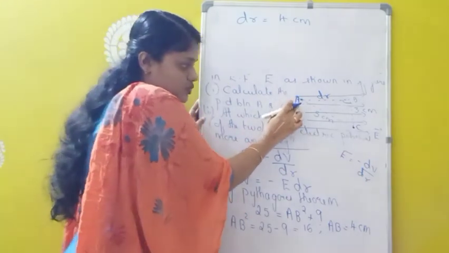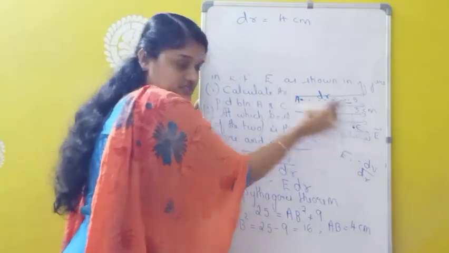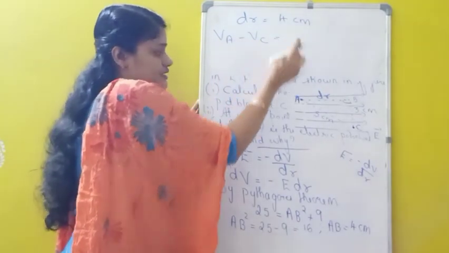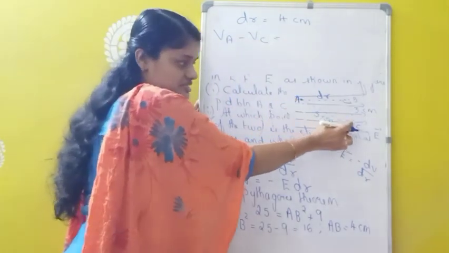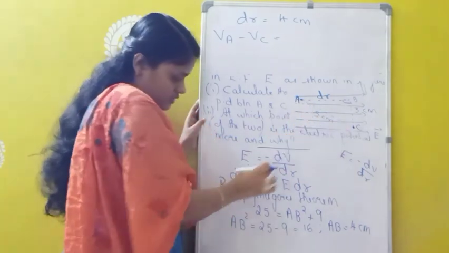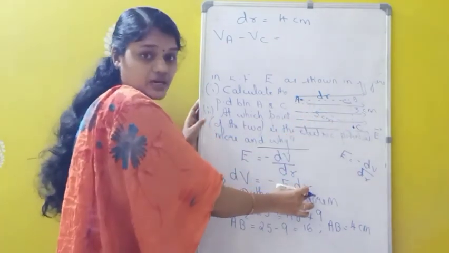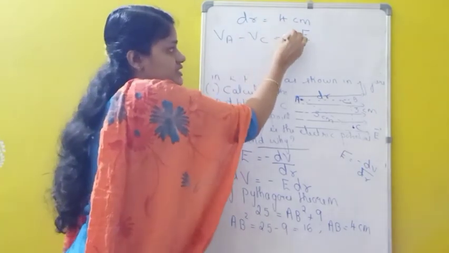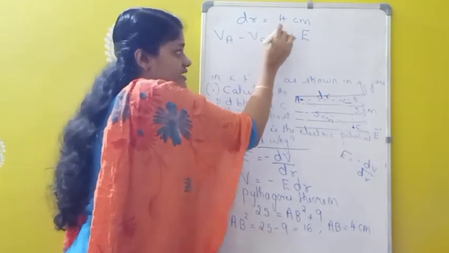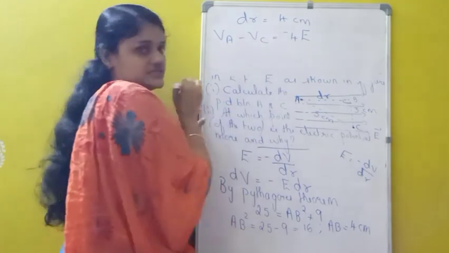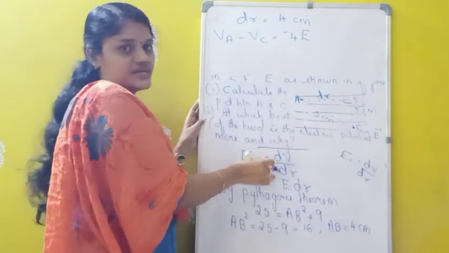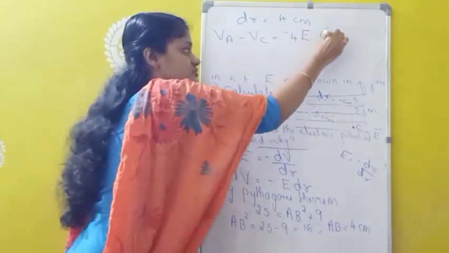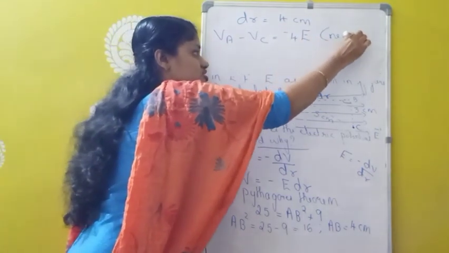Now we have to find the potential difference between these 2 points. First I am finding VA minus VC, that means potential at A minus potential at C. What is the formula? E into dr. E is the common electric field, into dr, which is 4. But we are getting a minus also here. Why? We have the formula E equals minus dV by dr. So we are getting minus 4E, that means this is negative.